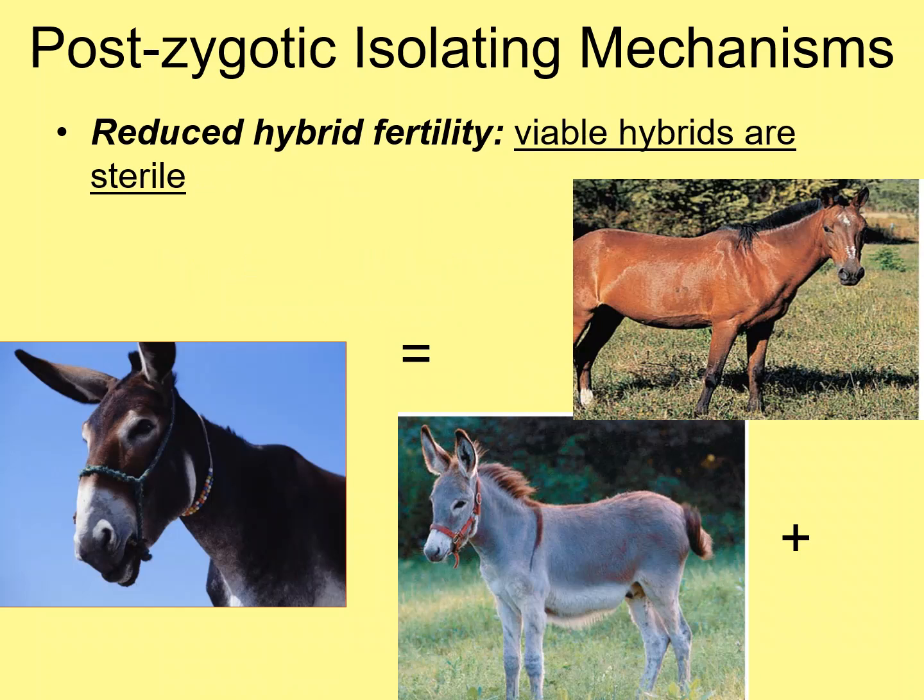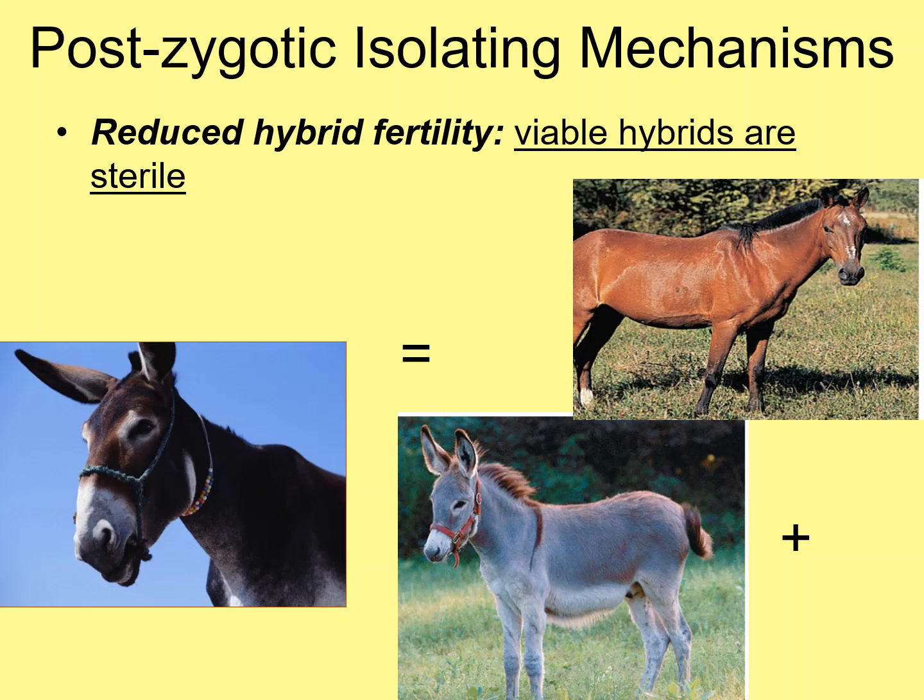So another postzygotic isolating mechanism that helps keep species apart, helps prevent additional hybrids from forming, is reduced hybrid fertility. As the name implies, this basically means the hybrids are sterile, meaning they cannot reproduce themselves. They're incapable of doing that for a variety of different potential reasons. But they are viable, meaning they live, but they just can't reproduce. So they reach sexual maturity, but they can't do anything about it, essentially.